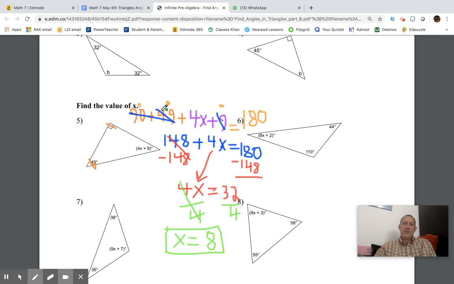The first step is we added all the angles and then set it equal to 180. Then we combined all of the numbers and left that x term alone. Then we subtracted the sum of these three numbers from both sides. And then the last thing we did is we divided by the coefficient of the x. You'll find that all of these problems are going to follow the same pattern.